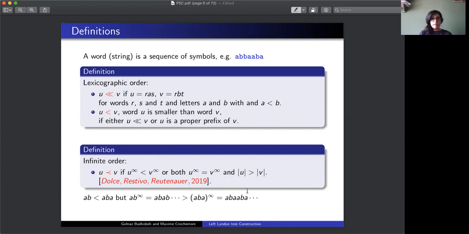So for example, AB is lexicographically smaller than ABA, but if you concatenate AB infinitely many times, you get AB, AB, AB. And if you concatenate ABA infinitely many times, you get ABA, ABA, and you can see that this time AB infinitely many times is bigger than ABA concatenated infinitely many times, because you get AB, AB, here AB, AA. So that's why they're a bit different.